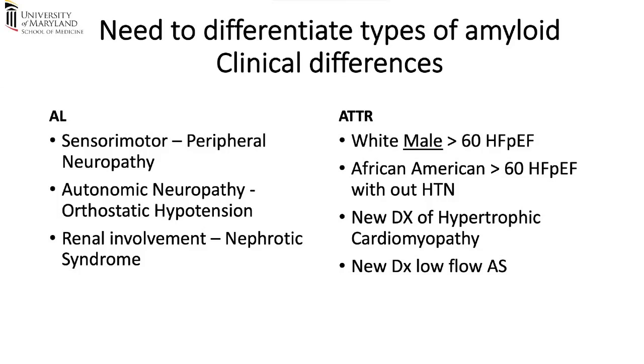With ATTR amyloid, it's usually white males who all of a sudden now present at greater than age 60 with heart failure and preserved ejection fraction. African Americans with heart failure, preserved ejection fraction, left ventricular hypertrophy without hypertension. How do I explain their wall thickness? Also a new diagnosis of hypertrophic cardiomyopathy, as well as a new diagnosis of low-flow aortic stenosis. Got to start thinking about this and putting it all together as one.